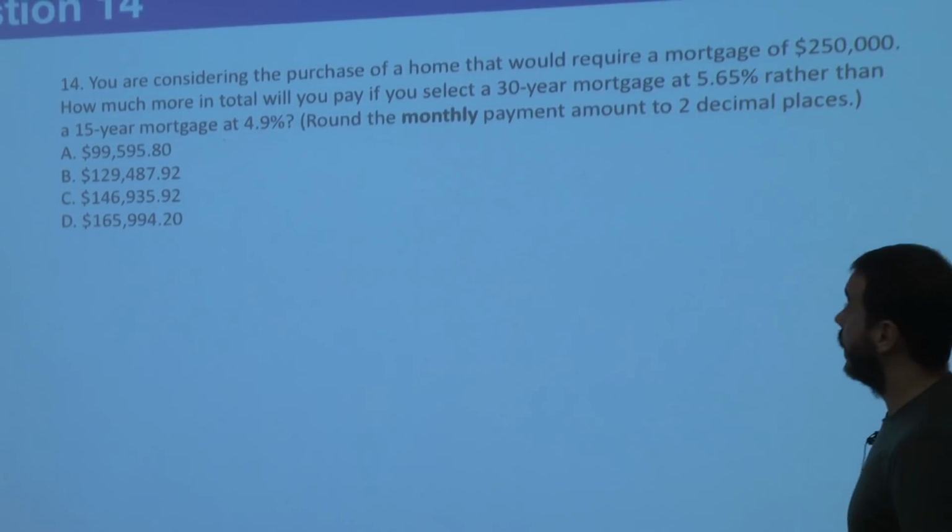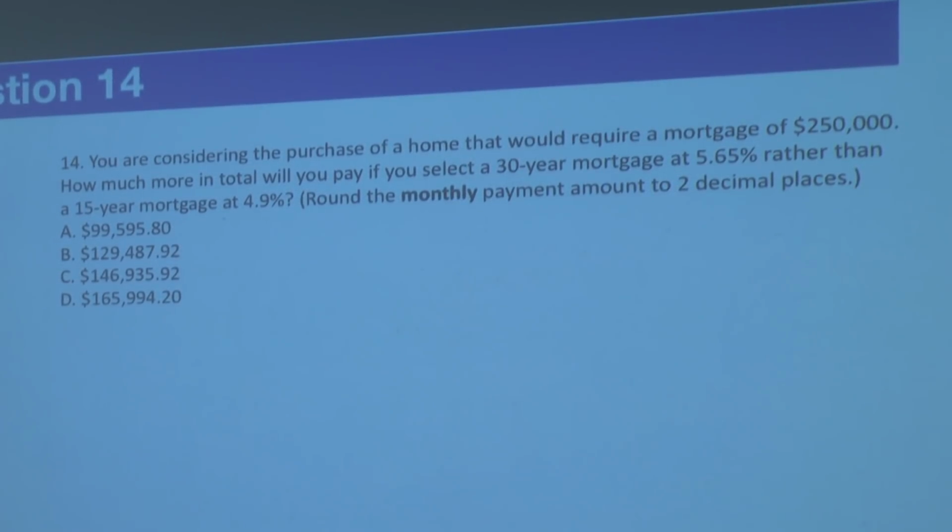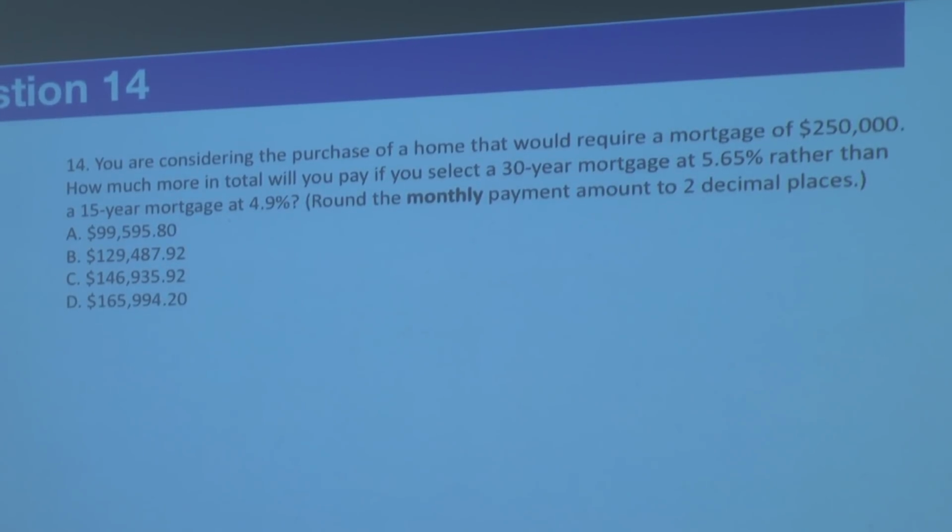You are considering the purchase of a home that would require a mortgage of $250,000. How much more in total will you pay if you select a 30-year mortgage at 5.65% rather than a 15-year mortgage at 4.9%?